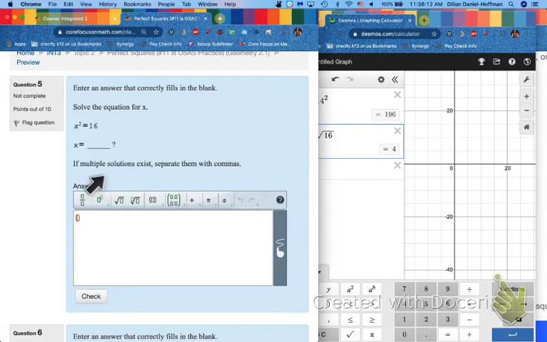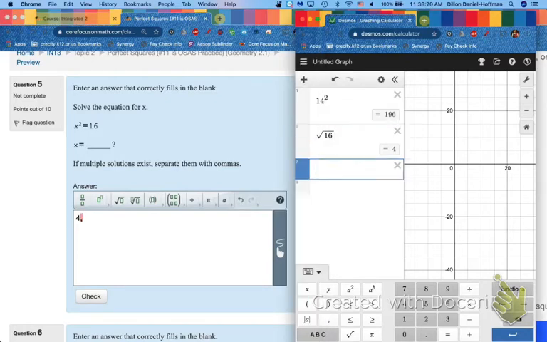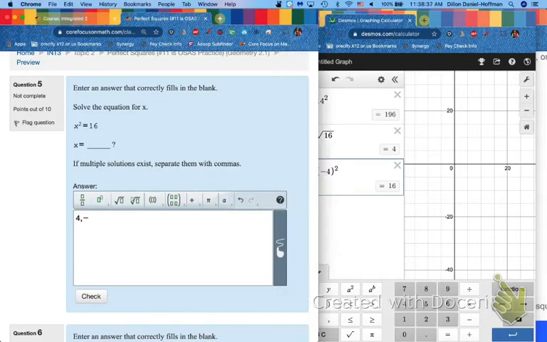Now, notice what it says here. If multiple solutions exist, separate them with commas. Well, that's because we do have multiple solutions. Why? Well, because 4 squared is indeed 16, but also so is negative 4 squared, because a negative times a negative is a positive, as we reviewed when we were doing foiling and backwards foiling. So I need to put 4 comma negative 4. If you forget the negative 4, you're going to have to redo it because you're going to get partial correct points.